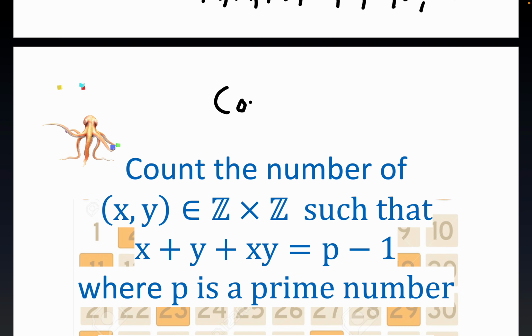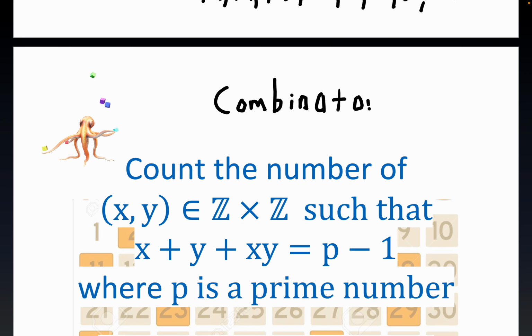Combinatorics exercise. Combinatorics is just the mathematics of counting the number of states some kind of system can be in. That's what we're trying to do. We're trying to count the number of integer solutions. Combinatorics is in a course called discrete mathematics at a lot of the colleges. Okay, combinatorics, the mathematics of counting.